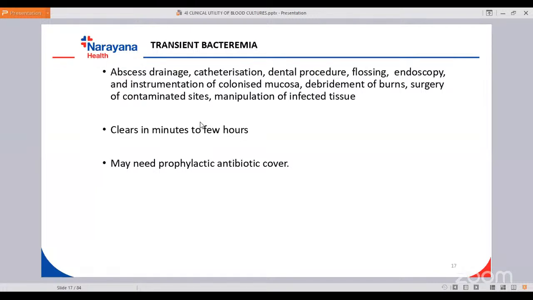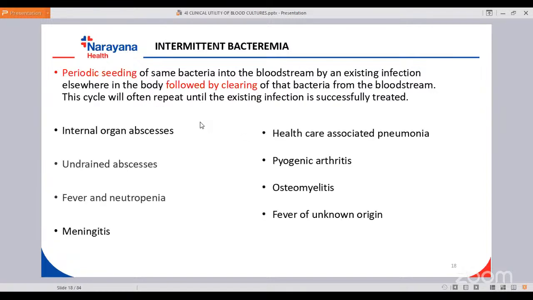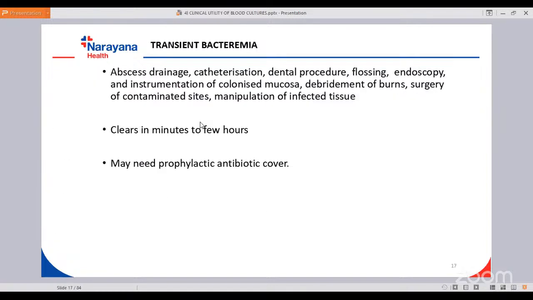Dental procedures, flossing, brushing your teeth, endoscopy, instrumentation of any colonized mucosa, debridement of burns, or surgery of many of the contaminated sites or infected tissues. It clears in a few minutes, but it may need prophylactic therapy, and therefore you know that in case of dental procedures, you're given prophylactic antibiotic therapy, which covers streptococci, which is found in the mouth.